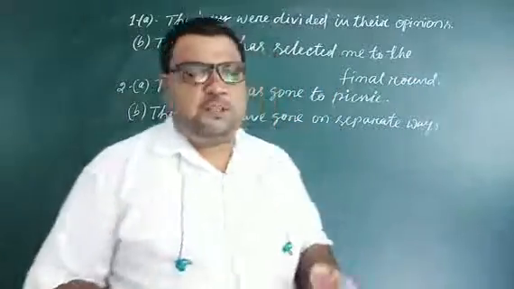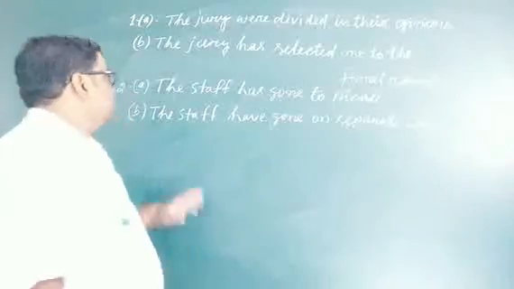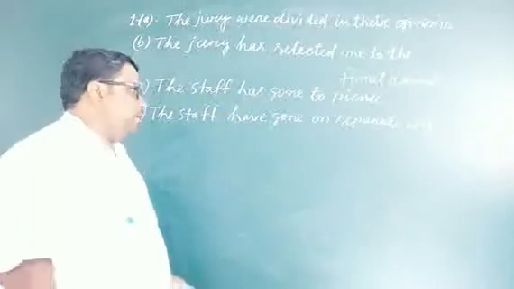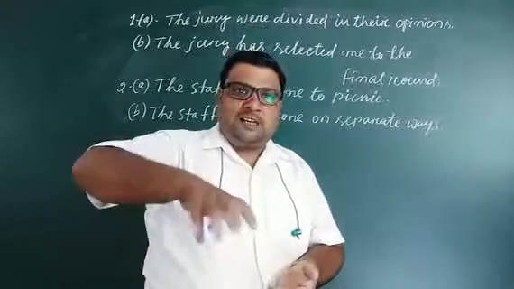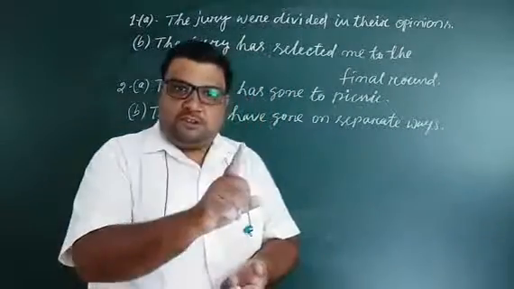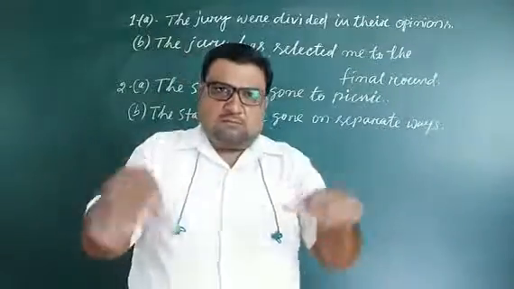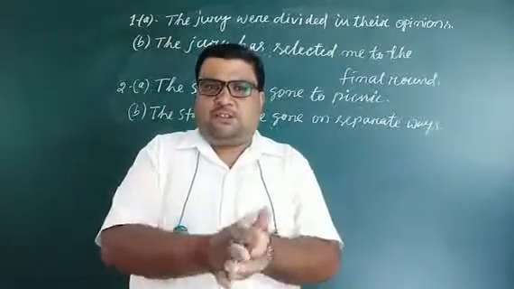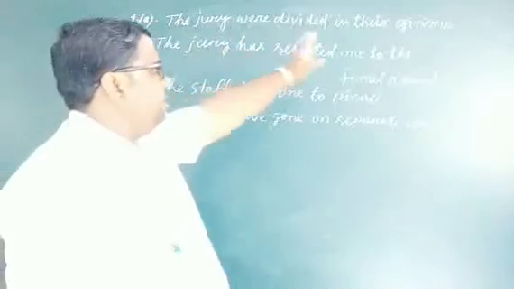Students, here are some examples. The jury were divided in their opinions. The jury has selected me to the final round. Jury means the collection of judges. One judge, another judge, another judge. The collection, the group of judges, is called a jury. The jury were divided in their opinions.